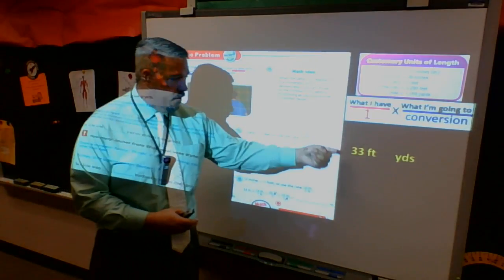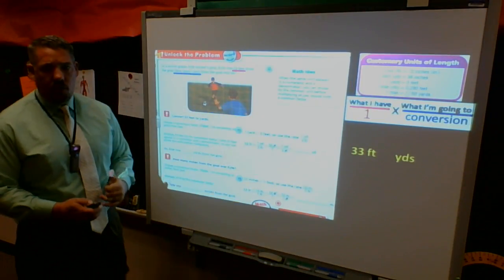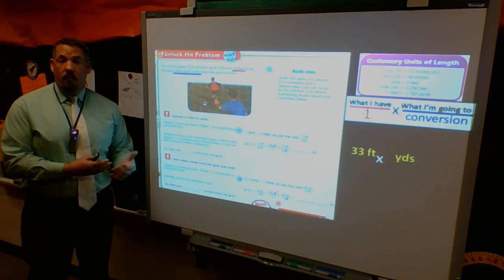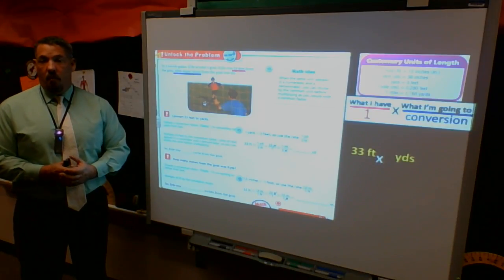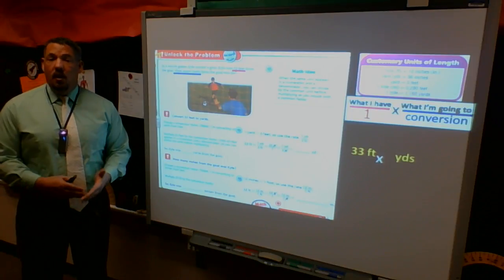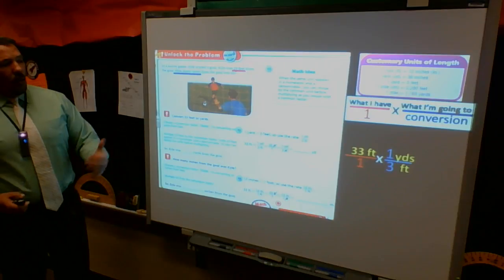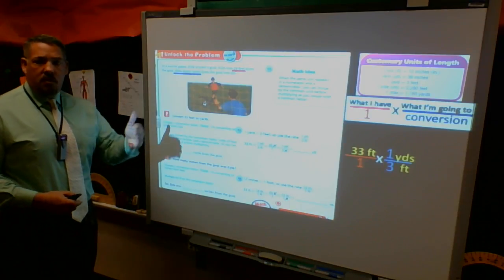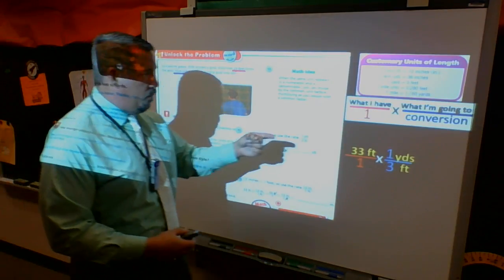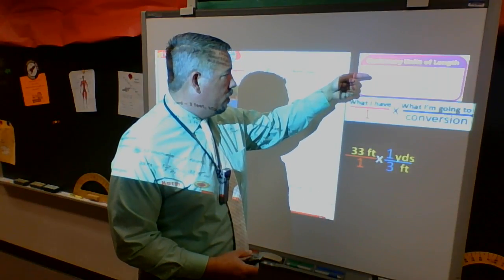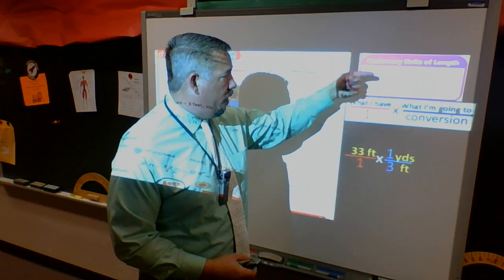I have 33 feet. I know I'm changing it into yards. I know it's a multiplication problem because it's always going to be set up first as a multiplication problem. But once again, that does not mean there's always going to be multiplication at the very end. When I look at it then, from yards to feet on my conversion table, it tells me that 1 yard is equal to 3 feet.